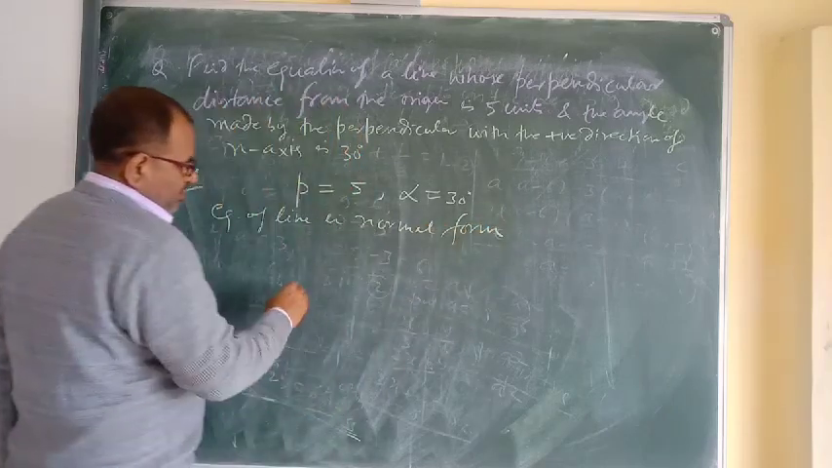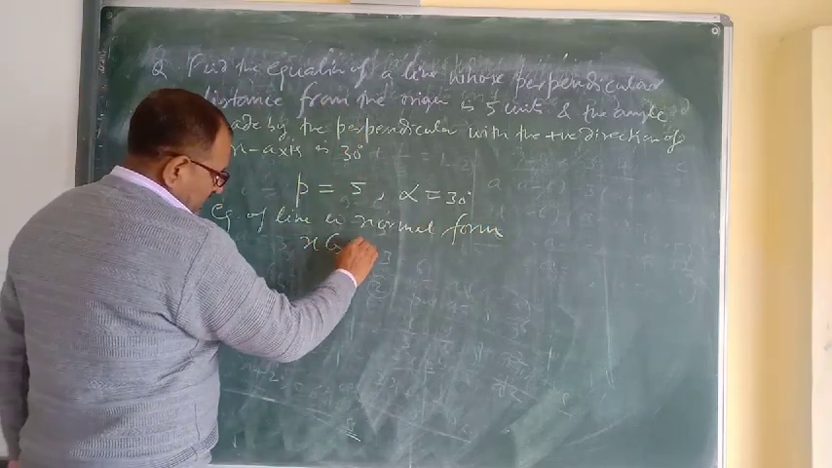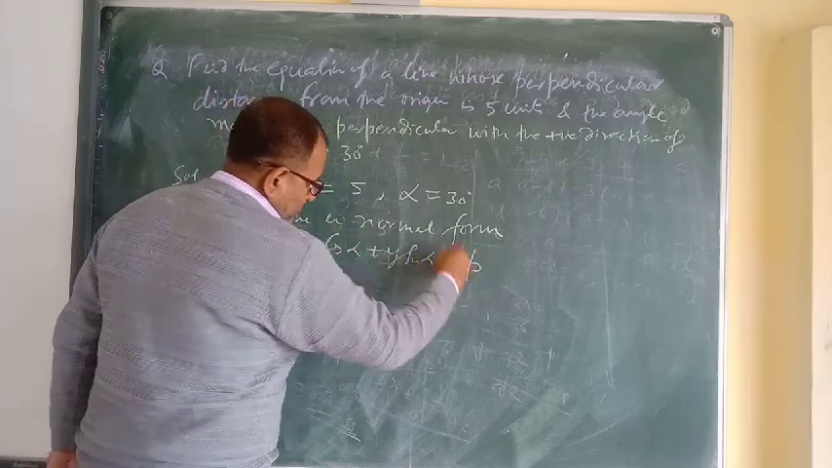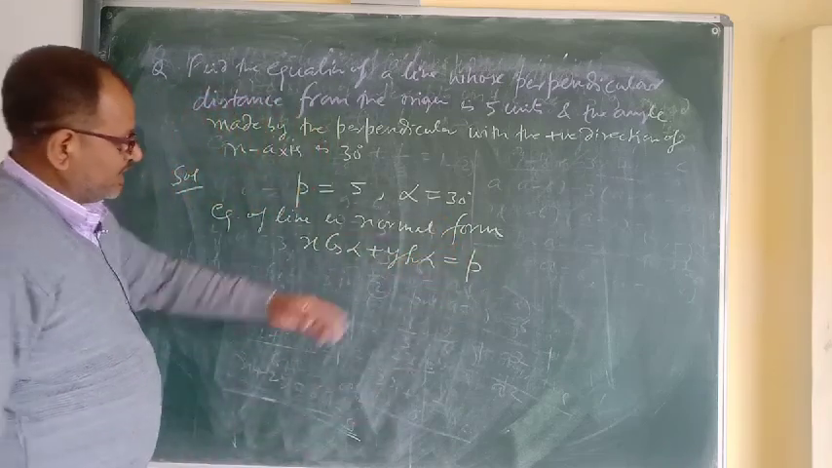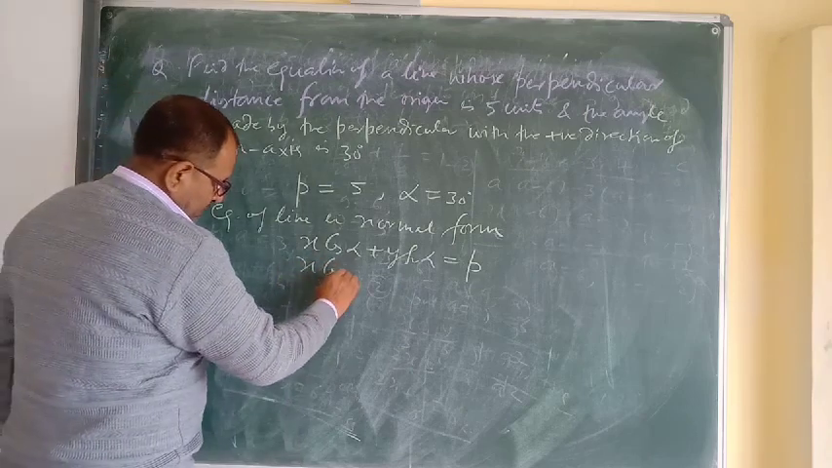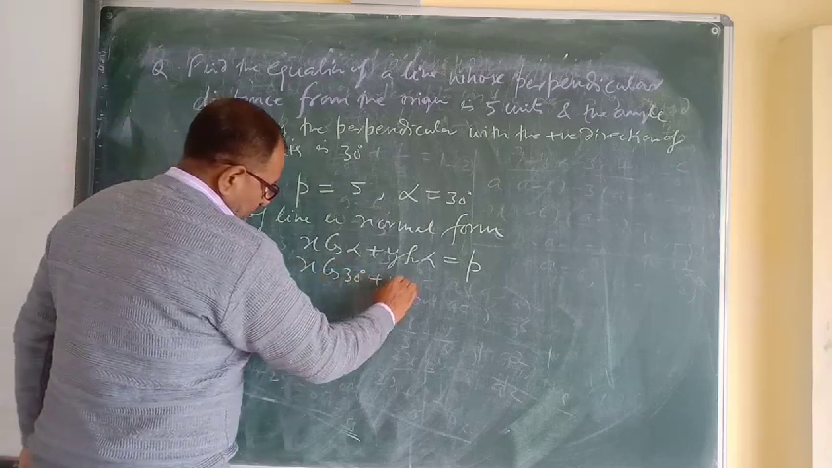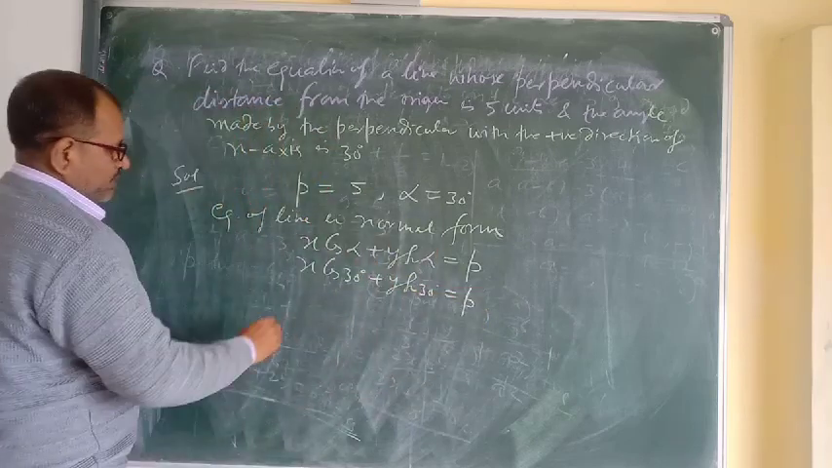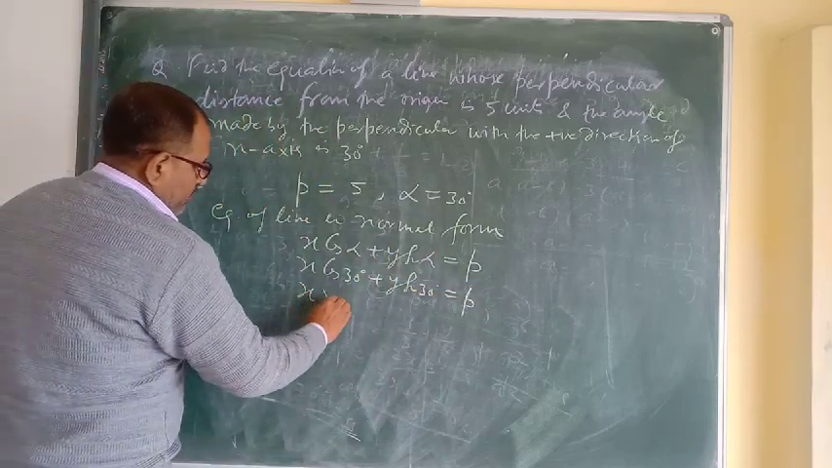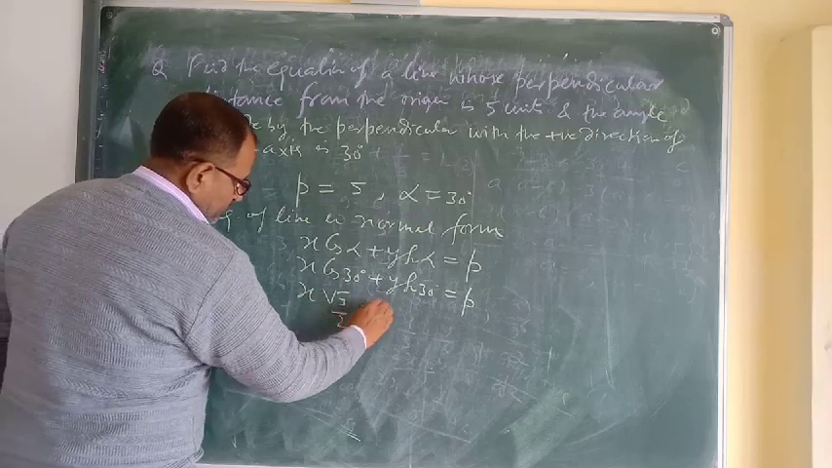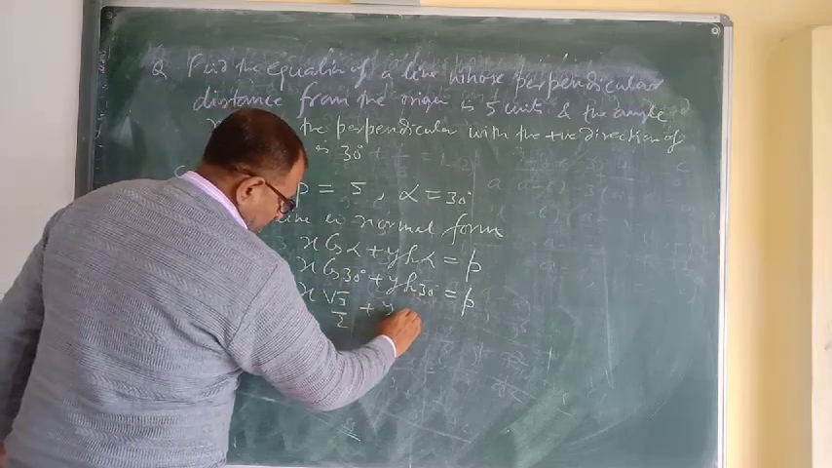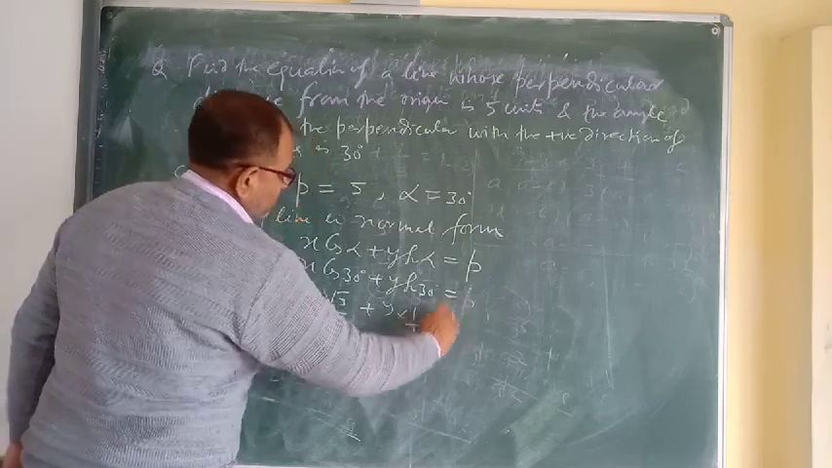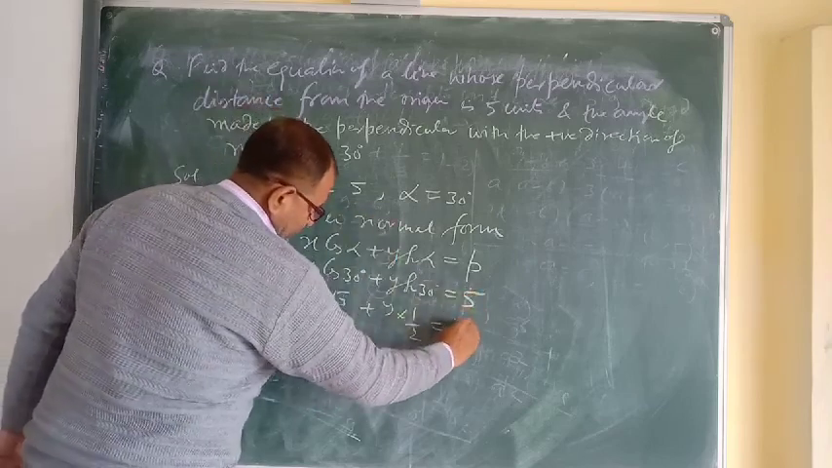We know that equation of line in normal form is what? x cos alpha plus y sin alpha is equal to p. Alpha is 30 degree. So put here x cos 30 plus y sin 30 is equal to p. Value of cos 30 is root 3 by 2, and sin 30 value is 1 by 2, and value of p is given 5 here. So put here 5.